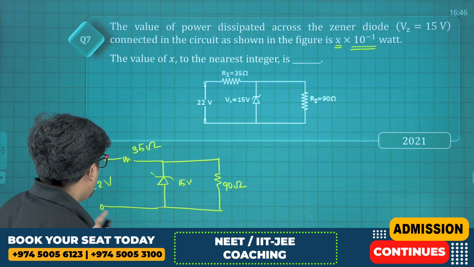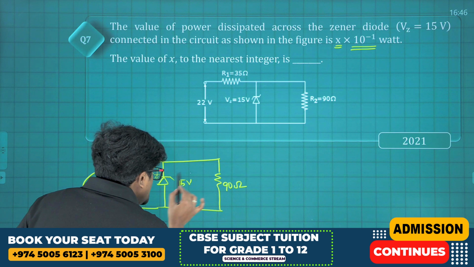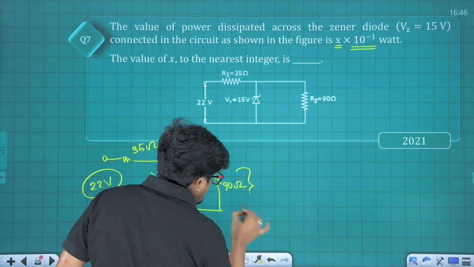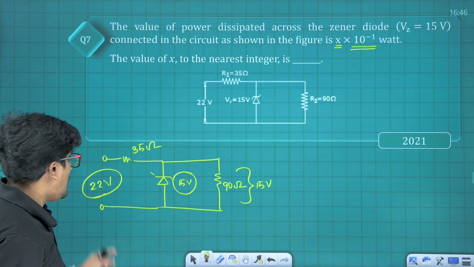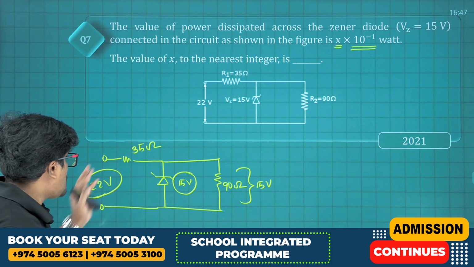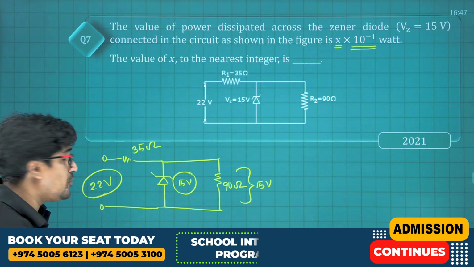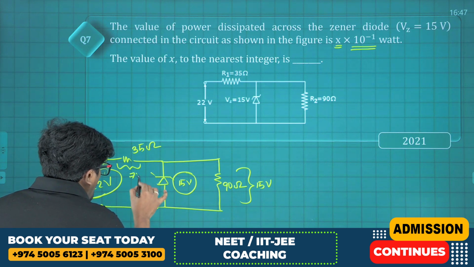Alright, so out of 22, 15 is getting dropped across here, which means across this it needs to be 15 volt. Okay, so out of 22, 15 is getting dropped here. So how much is left? We are left with only 7 volt. So that 7 volt needs to be the drop across here.